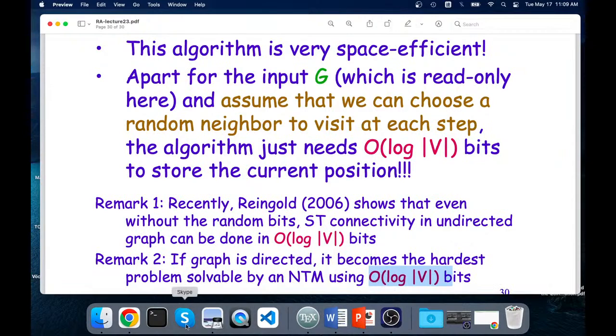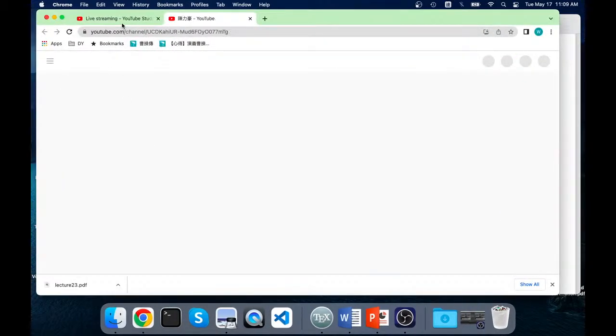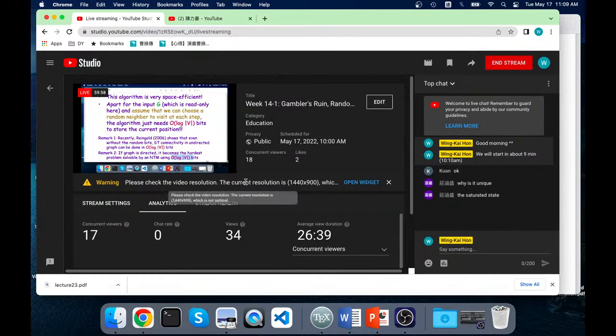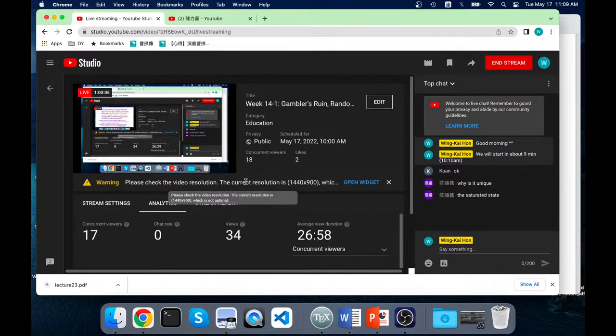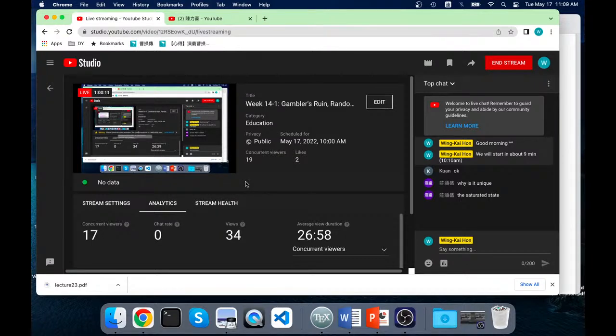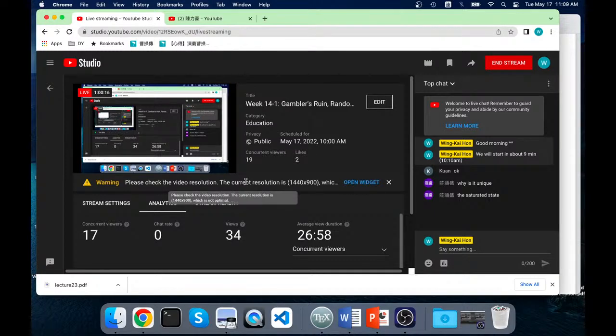Oh, why is it unique? So good question. I don't know, this is a theorem. As long as the corresponding Markov chain is finite, irreducible, and also aperiodic, then the stationary distribution will be unique. So this is a theorem that somebody has proven. I don't know how to prove it, but let's take it for granted.